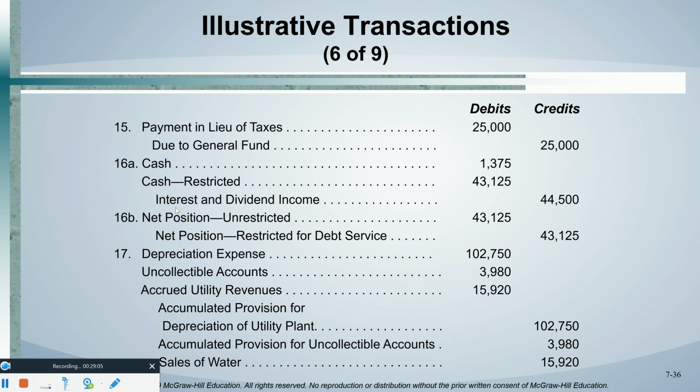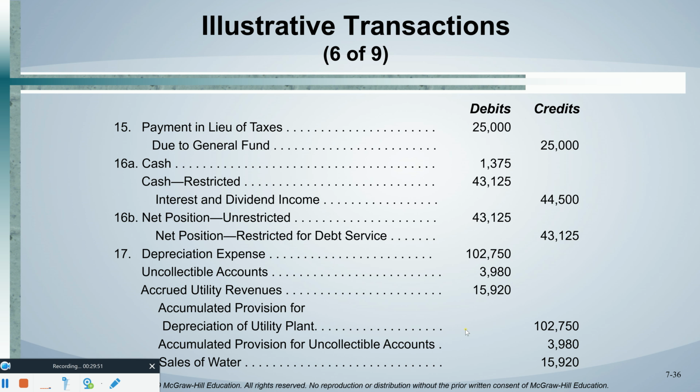Journal entry 16, it looks like we had some portfolio investments and we got some interest and dividends on that. So we'll debit the various cash accounts and we will credit interest and dividend income. You can see that the interest and dividend income needs to be allocated between operating cash and restricted cash. All right, journal entry 16B, that amount that was increased to the restricted cash account, what we're going to need to do is also update the net position, restricted versus unrestricted. And in a few moments, I'm going to talk to you about the three categories of net position. You can see two of them here, unrestricted and restricted.